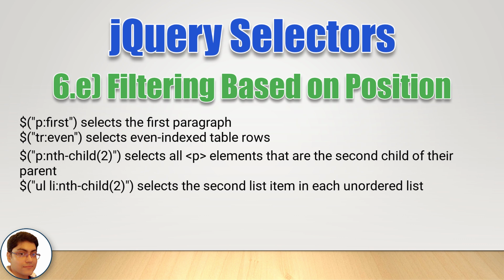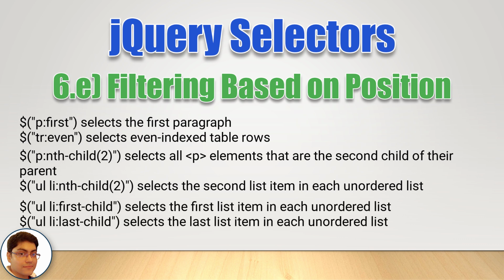You can use the CSS :first-child and :last-child pseudo classes to precisely select the first and the last child elements of a parent. For example, $("ul li:first-child") selects the first list item in each unordered list. $("ul li:last-child") selects the last list item in each unordered list.